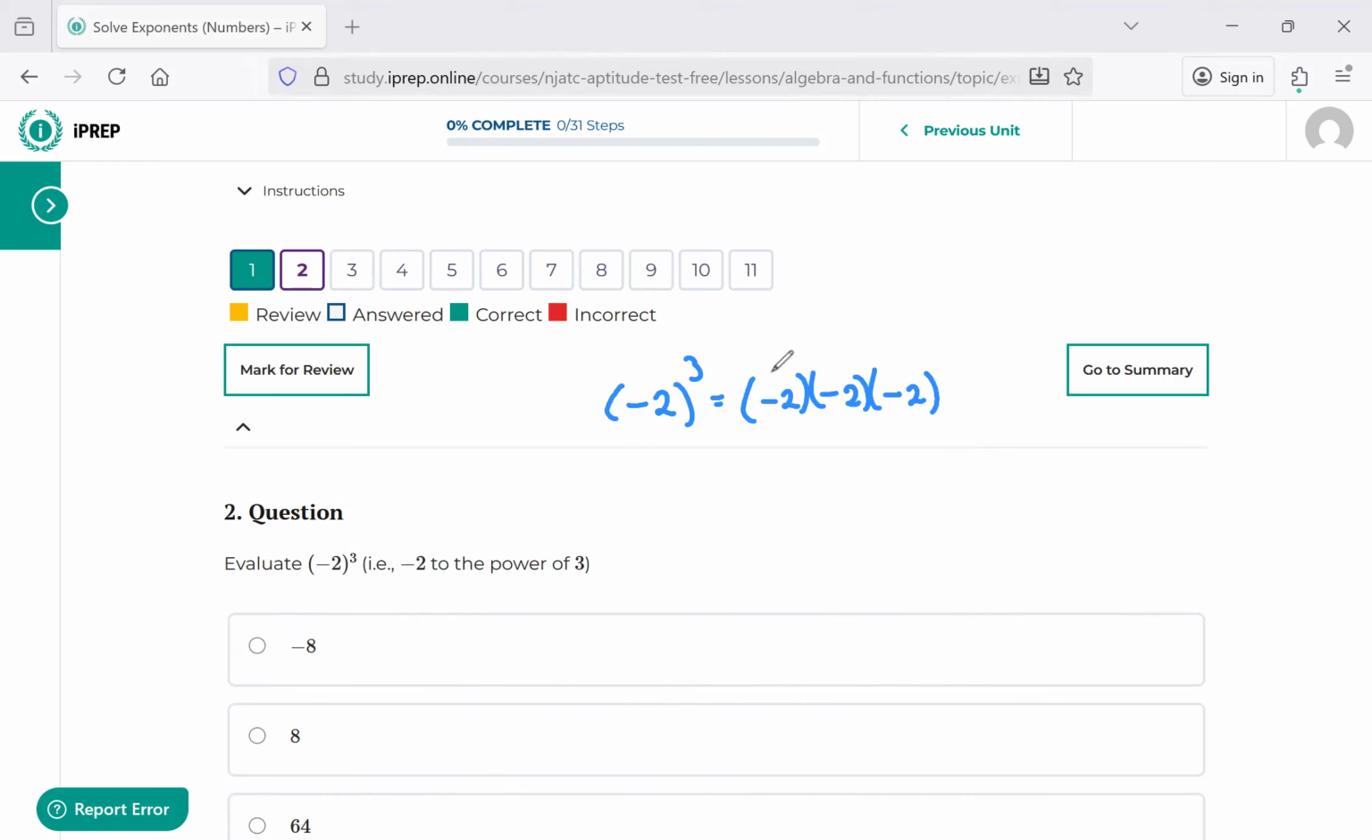So you just have to do this out. What's negative 2 times negative 2? 4. And what's 4 times negative 2? Negative 8. Well, that's your answer.